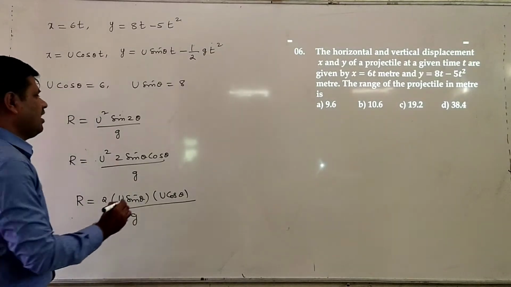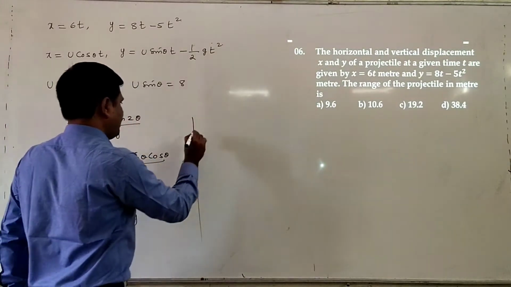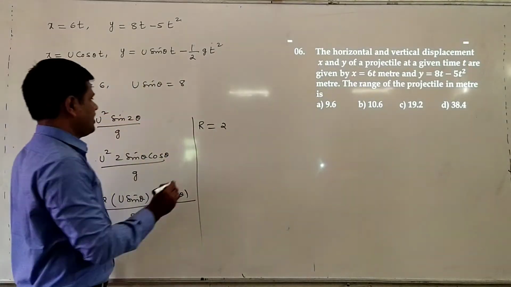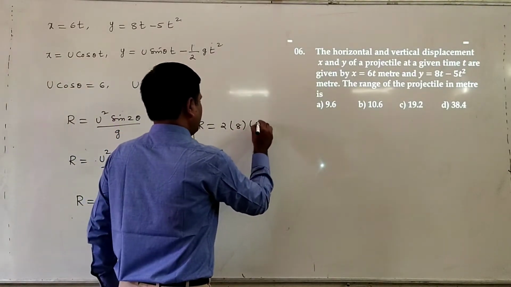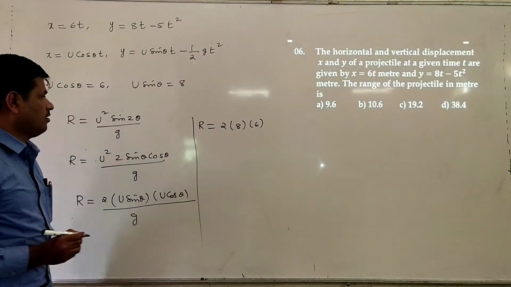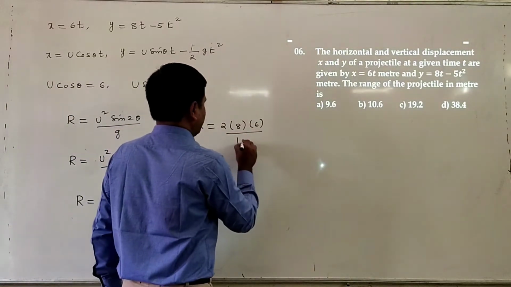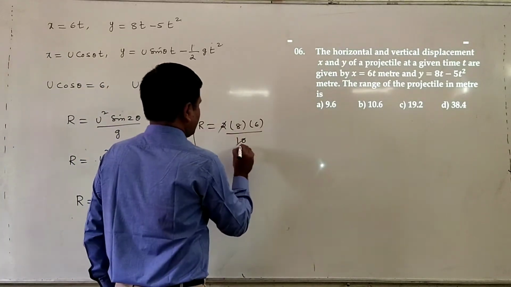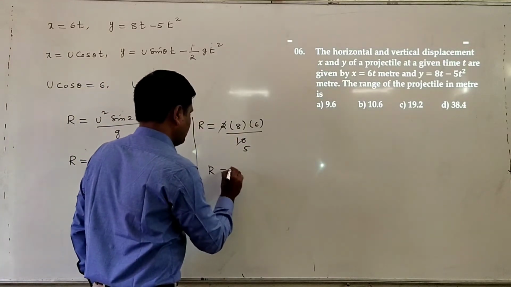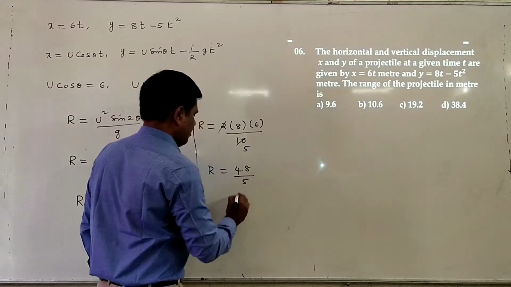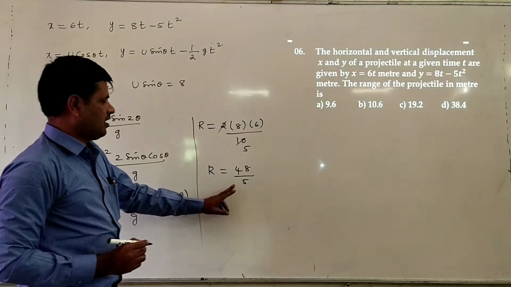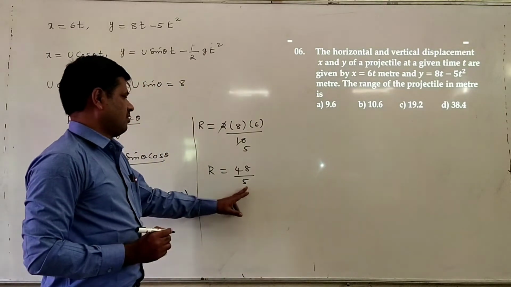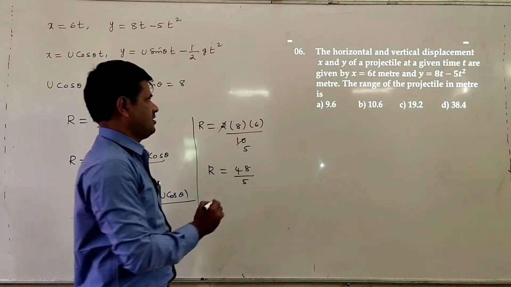Now what is the value? R equal to 2 into u sin theta, u sin theta is equal to 8, into u cos theta is equal to 6, by g. The g value I have taken as 10. Now what are we getting here? The remaining is 2 ones are 2, 2 fives are 10. Now r is equal to 48 by 5. 48 by 5 means about 9.6. 5 nines are 45, so 9.6 is coming here.